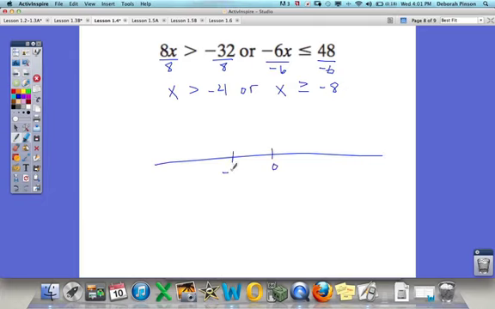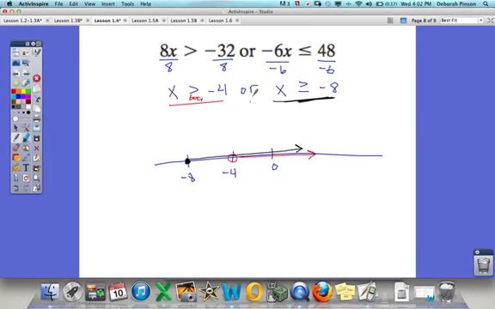So here's negative 4, here's negative 8. So I'm going to put the first one in red. Here it's not "or equal to," it's just greater than negative 4. So there we go. Okay, second one I'm going to put in black, so negative 8, it's greater than or equal to.